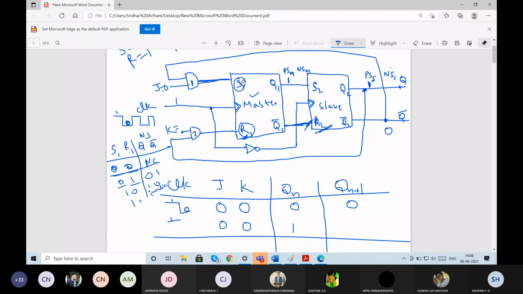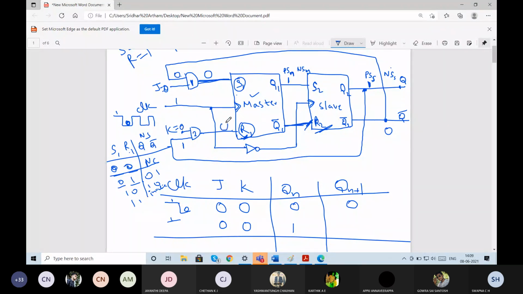Again, S1 and R1 values depend on the output of the first AND gate and the second AND gate. Let me write J is equal to 0 and K is equal to 0. From Q bar, which is 0, it is connected to the first AND gate, and from Q, here PS1, which is 1, it is connected to the second AND gate. So 0 and 0 to the first AND gate, both inputs are 0, 0, so the output of this will be equal to 0. And what about the output of the second AND gate? 0, 1.